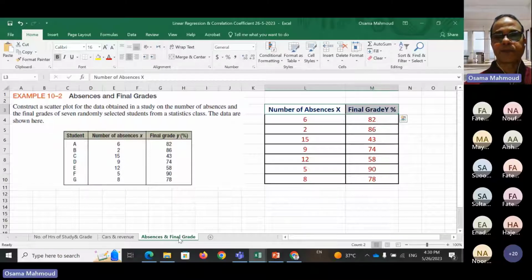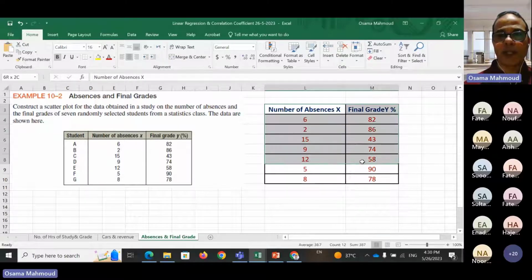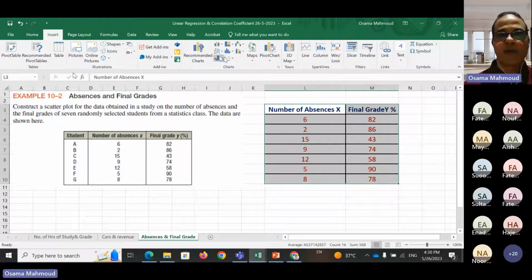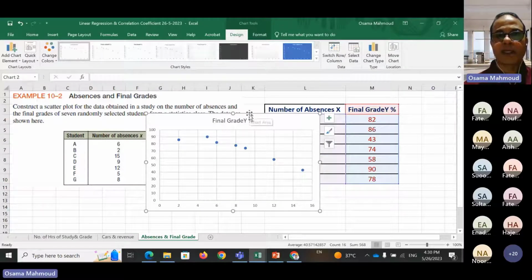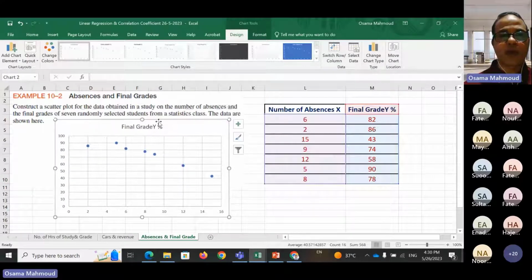Let's go for the last one. I have the number of absence and final grade. I would like to check the relation between the number of absence and the final grade. So I shade these two columns and I go for insert. I go for the scatter plot. Yes, this time it is not going up from left to right. It is going down. It means your relation is negative.